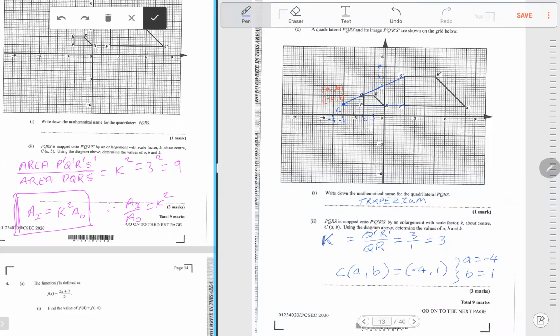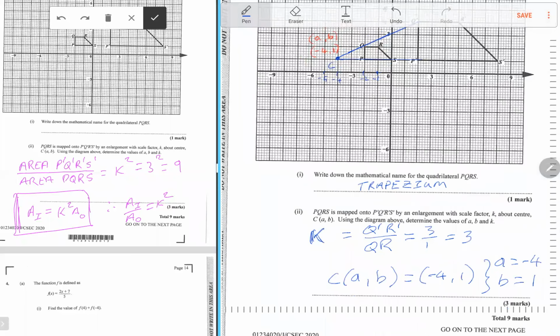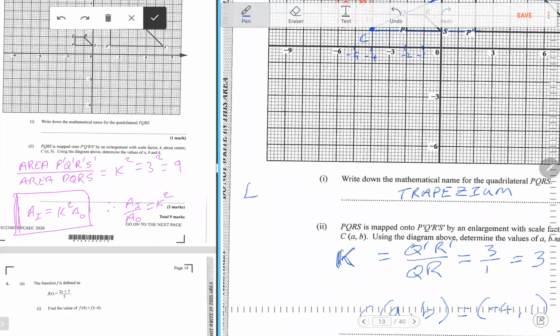I tell you all the time, when it comes to length, length of image equals K times the length of object. That's for distance. But when it comes to area, it's a squared relationship. We explained why it was squared in class, and I'm going to go over it again. Area of image is K squared times the area of the object.